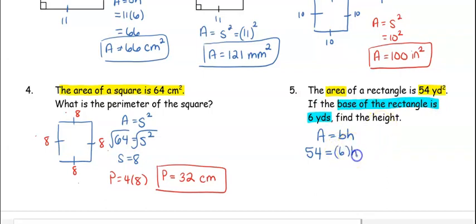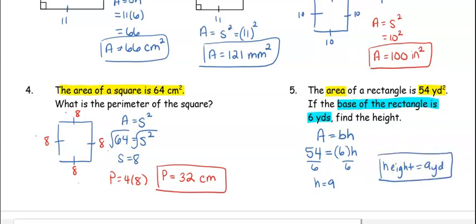And then I want to find the height. So that's my unknown variable. That's the one thing I don't know that I want to solve for. Since this is 6 times h, we divide by 6 to find that missing value. So here we find that the height of the rectangle is going to be 9 yards.